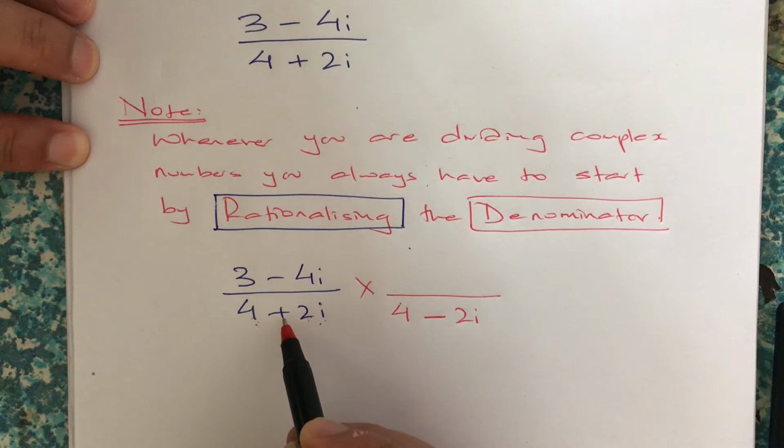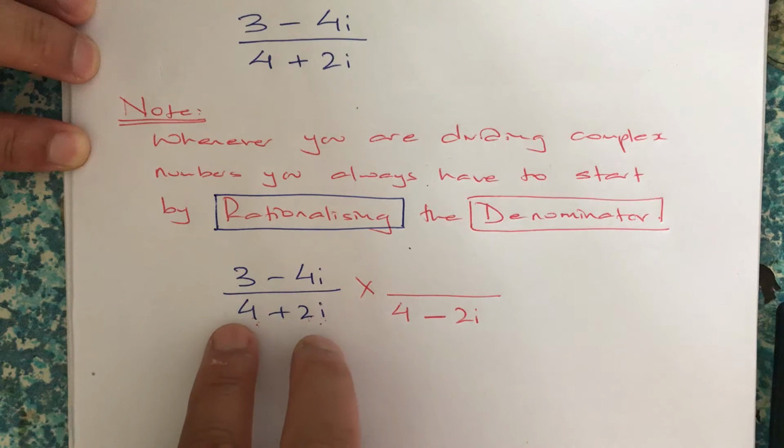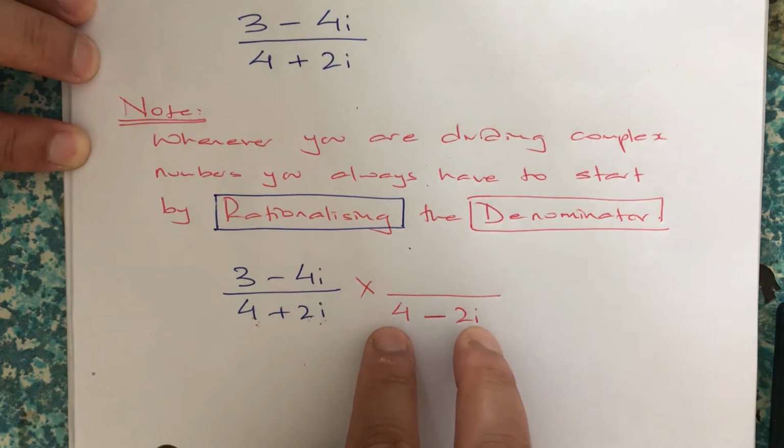So it depends. It's not always that you multiply by a minus. It depends upon the sign that we have in the front. If it's a plus, we multiply by a minus. If it's a minus, multiply by a plus. But the values at the starting and the end have to be exactly the same.